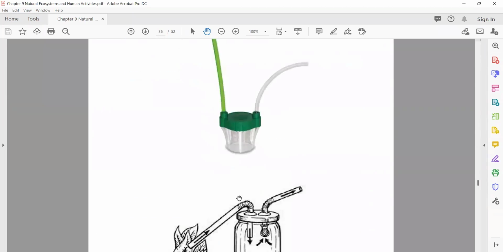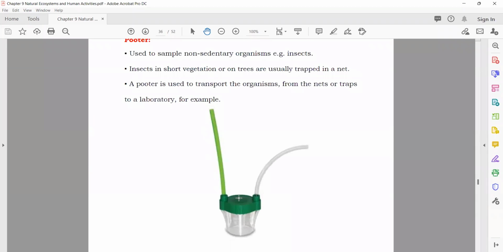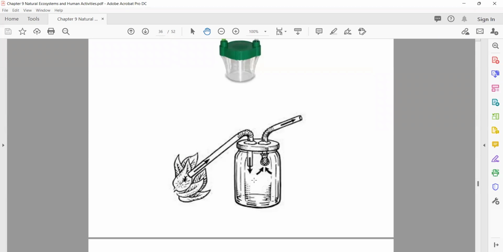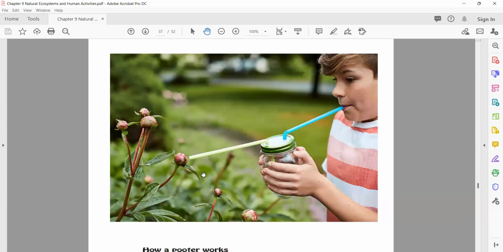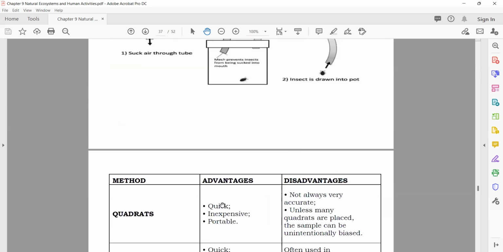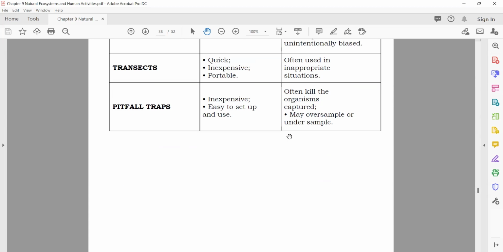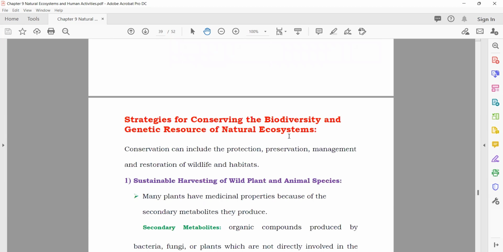Then you have the pooter, as I told you, an instrument which is used to pick up the insects and transfer them to the lab. You can see here how they are moving. These are the three methods: quadrat, transect, and pitfall trap. Their advantages and disadvantages are here, so you can compare them.